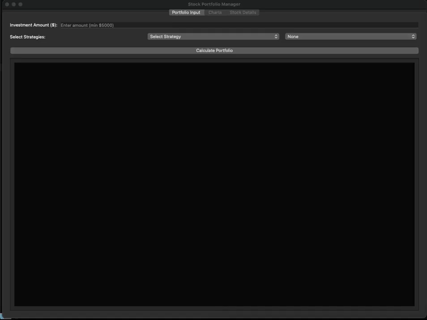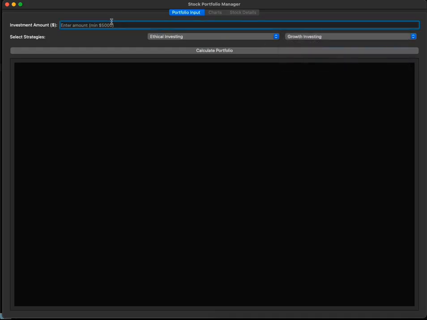This application uses real-time stock data and smart logic to allocate investments across various strategies. Today, I'll walk you through 11 test cases that validate the app's correctness, performance, and robustness across multiple scenarios.